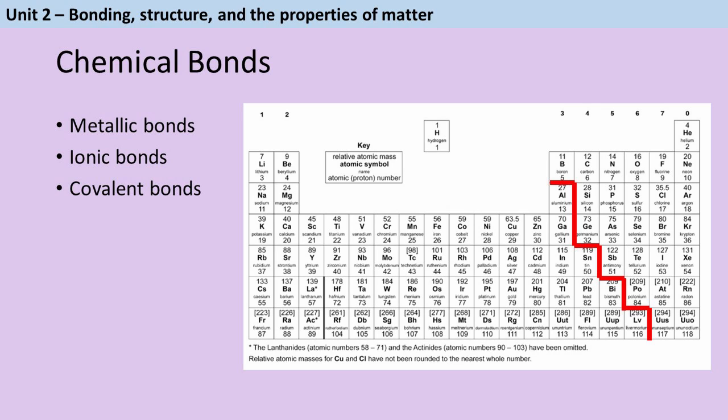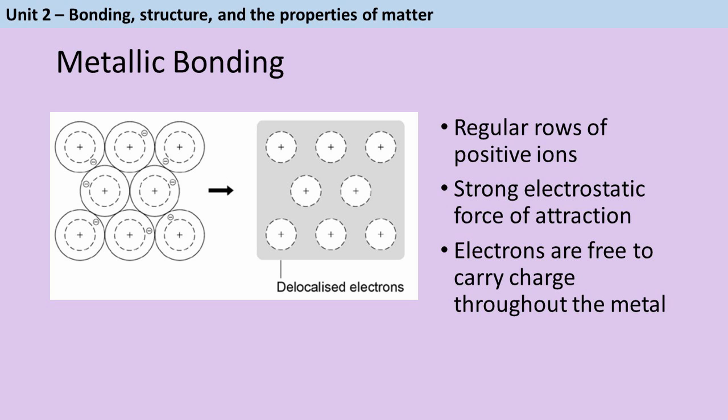So, metallic bonds obviously exist in samples of metals. A compound that contains at least one metal and one non-metal will contain ionic bonds, and then a substance made of only non-metals, whether that's a compound or an element, will contain covalent bonds. First up, let's look at this metallic bonding.